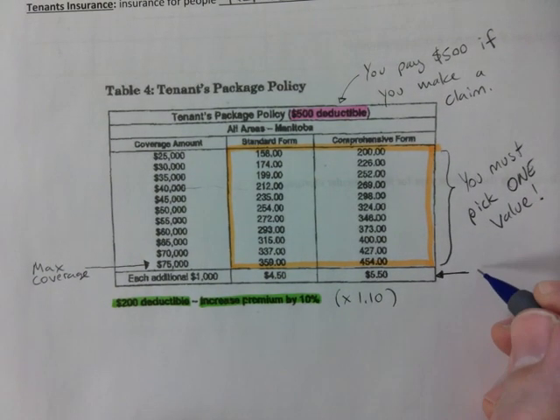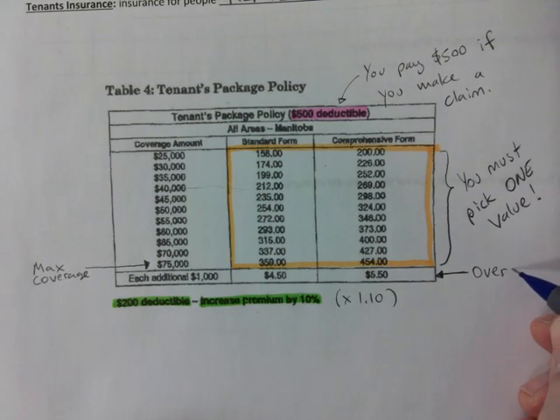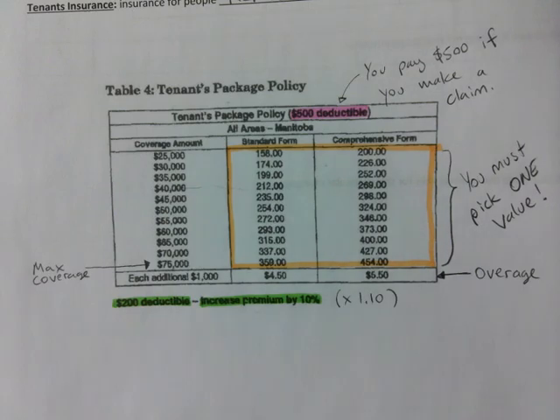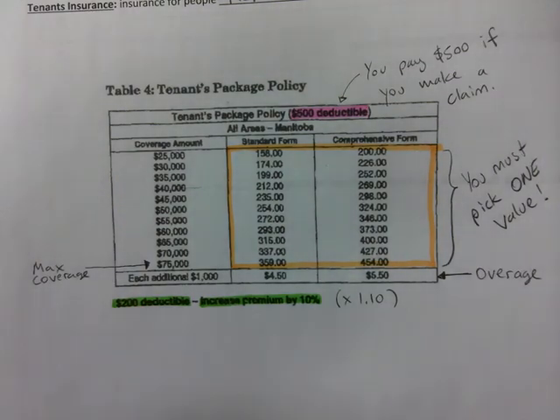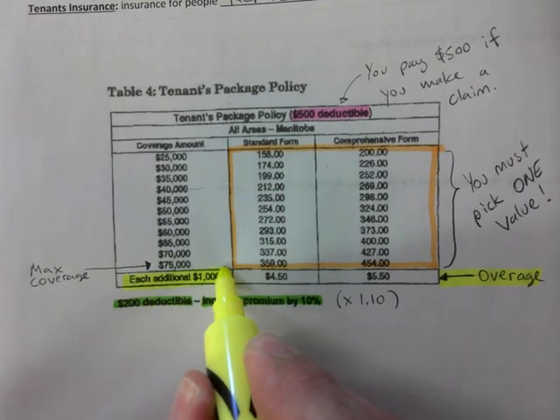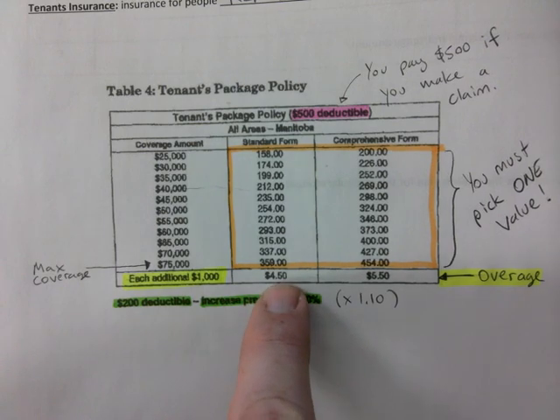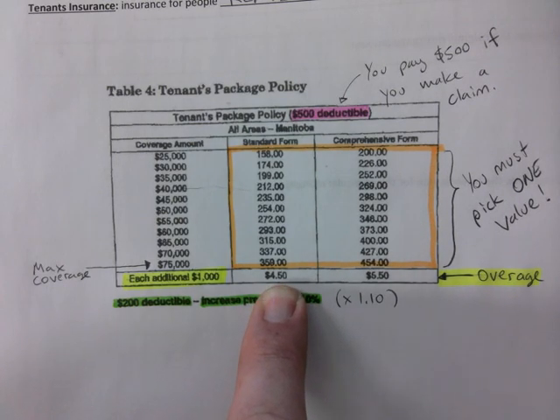This is what I call overage. So this is when you're over, you're going to have to pay that. I'm going to highlight that this is for each additional $1,000 of coverage that you want, you need to pay $450 extra. Okay, $450 extra.